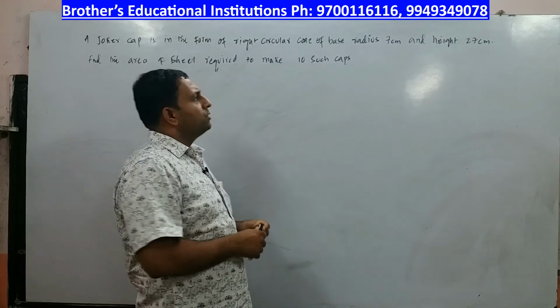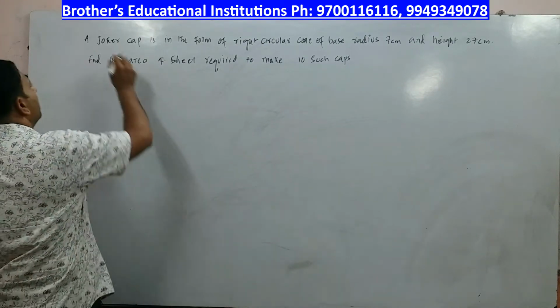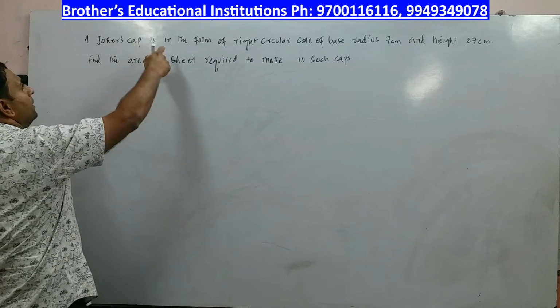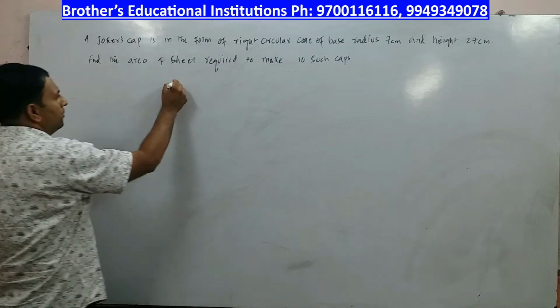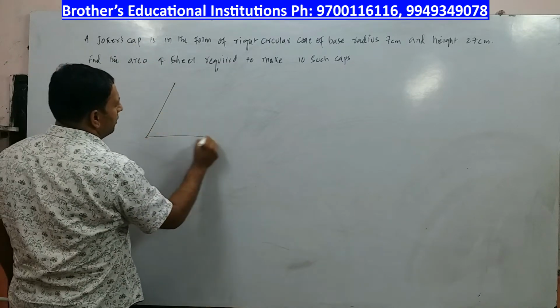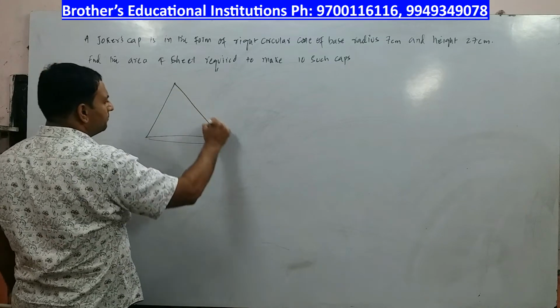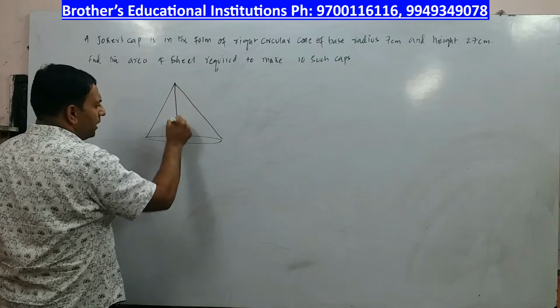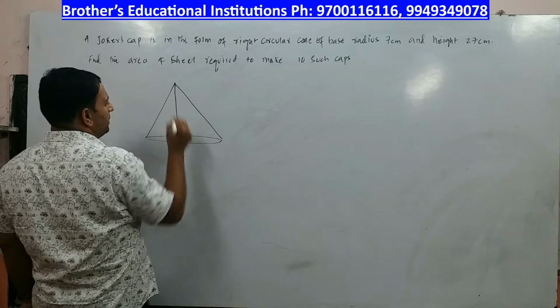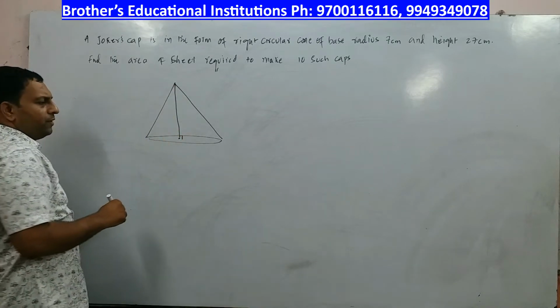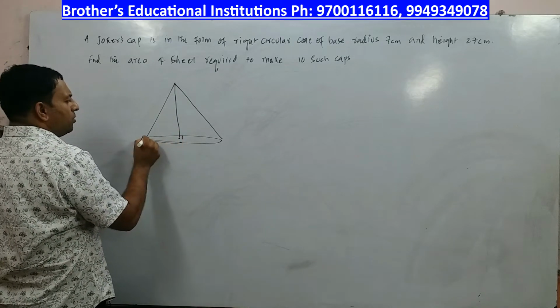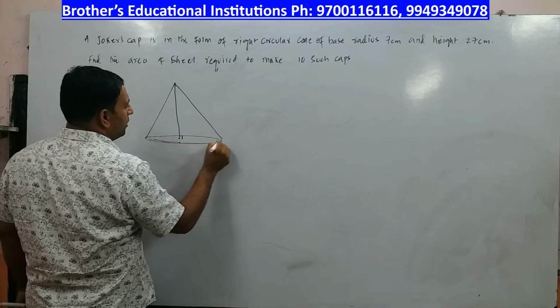Yes. Let us go for the next question, children. A joker's cap is in the form of a right circular cone. What do you mean by a right circular cone? Whenever the line joining the center of the circle to the vertex is perpendicular to the base, it is called a right circular cone. Alright. So it's a right circular cone.